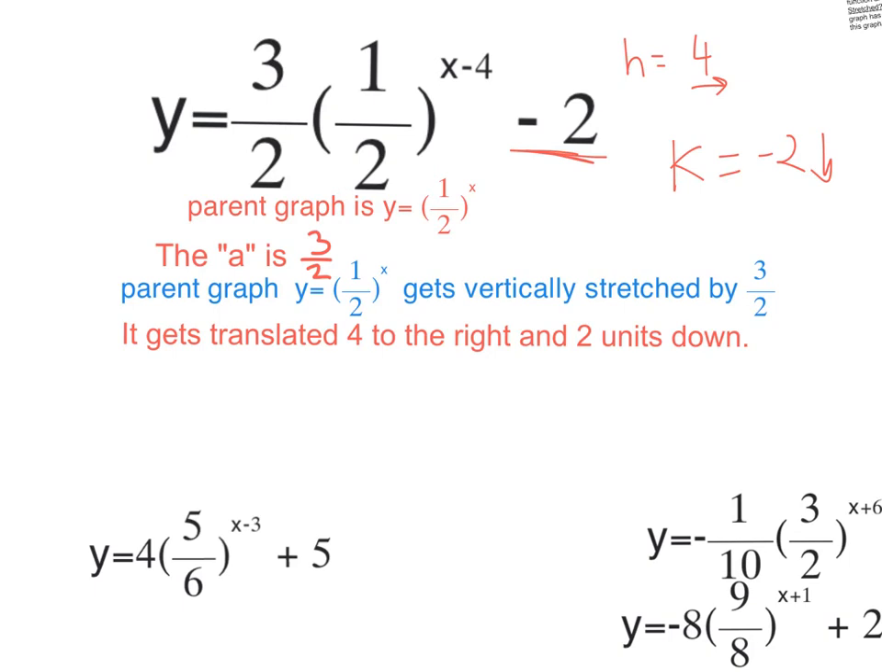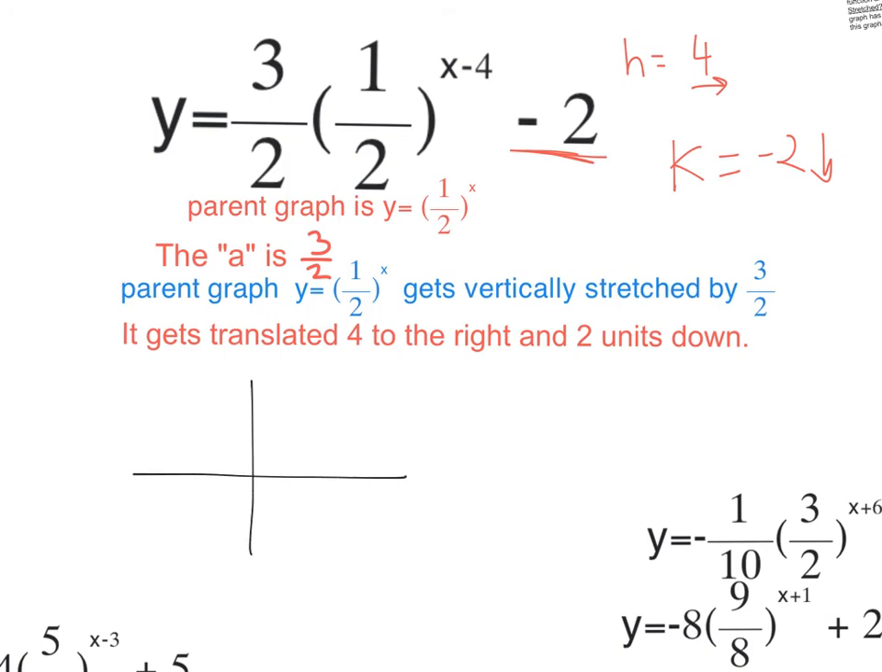So we could even start drawing all the descriptions of these things, right? Let me just do a quick xy plane here. What does the decaying function y equals 1/2 to the x look like? Well, the parent graph looks like this, right? And then, does it get reflected? It depends if your a value is negative. So in this case, it does not get reflected.